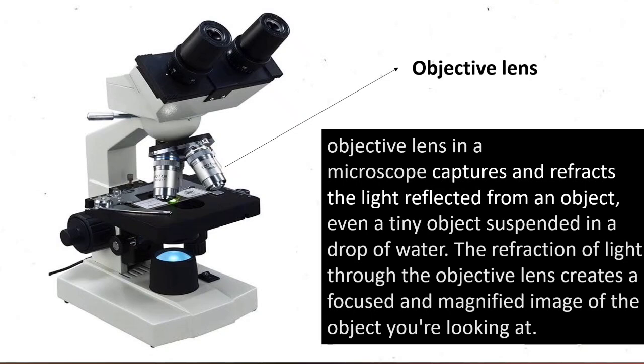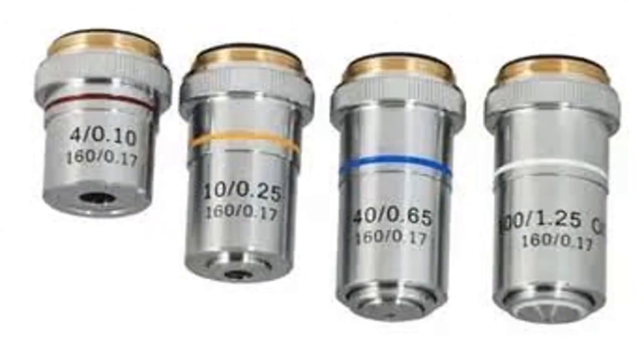So any object that you want to view, there is a light that comes from it, and the objective lens will refract this light. It will bend the light, and that is why it is very easy for you to view it at the eyepiece lens. So even a very tiny image, you'll be able to view it depending on the power you want to use.